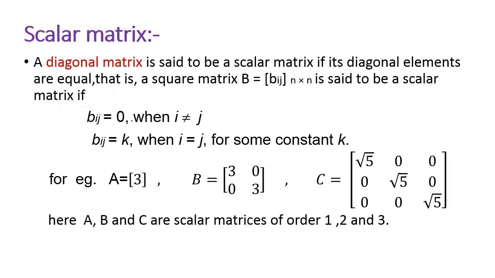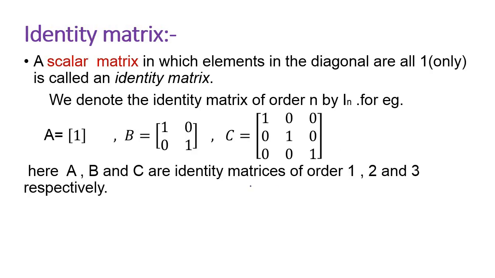Now we will move further. Scalar matrix. This is also a diagonal matrix. The only difference is that the diagonal elements should be the same. Okay, this should be shown. This is 3 and this is 3. This is root 5, root 5, root 5. All diagonal elements should be the same. In that case, that particular diagonal matrix is called a scalar matrix. Now we will move further.